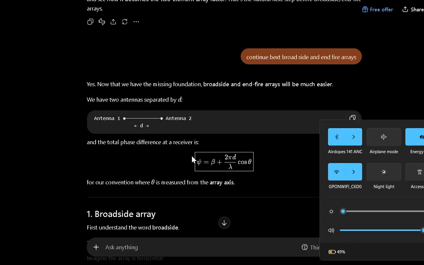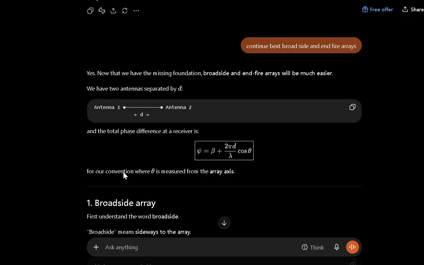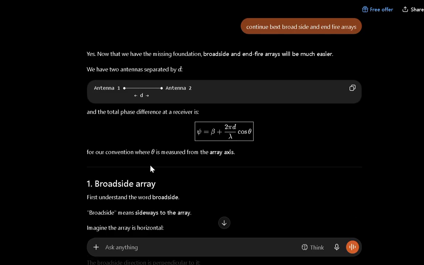Now that we have the missing foundation, broadside and end-fire will be much easier. We have two antennas separated by distance d, and the total phase difference at the receiver is psi equals beta plus 2 pi d over lambda cos theta, for our convention where theta is measured from the array axis.